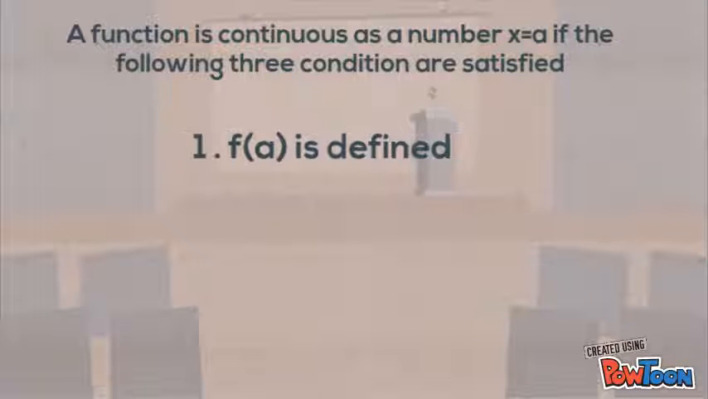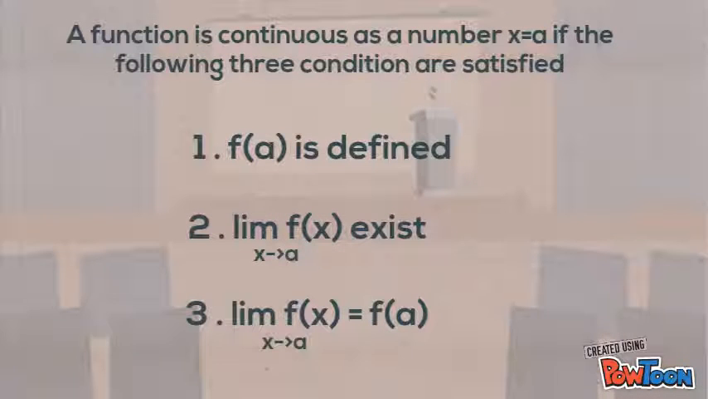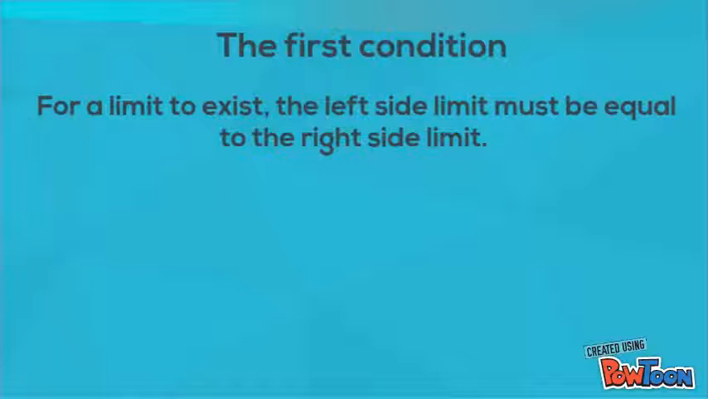f of a is defined, the limit of f of x as x approaches a exists, and the limit of f of x as x approaches a is equal to f of a. Okay, let's look at this first condition. For a limit to exist, the left side limit must be equal to the right side limit.